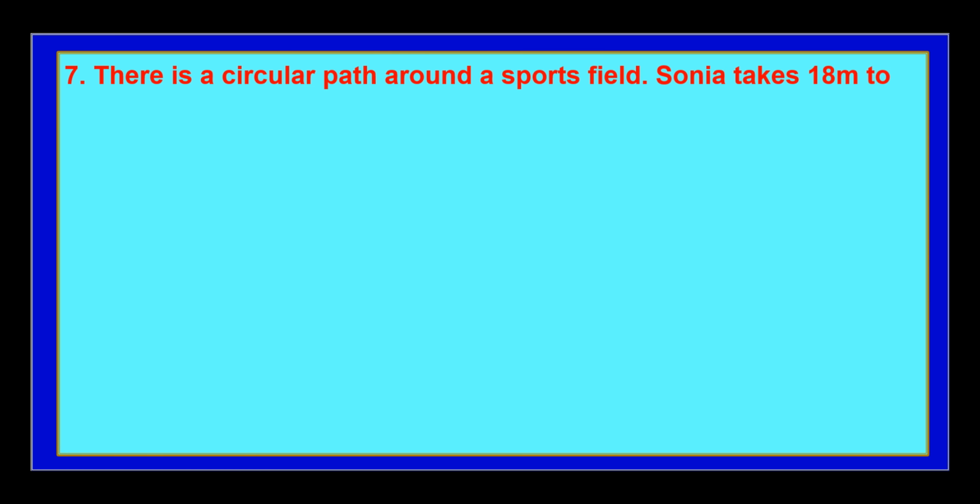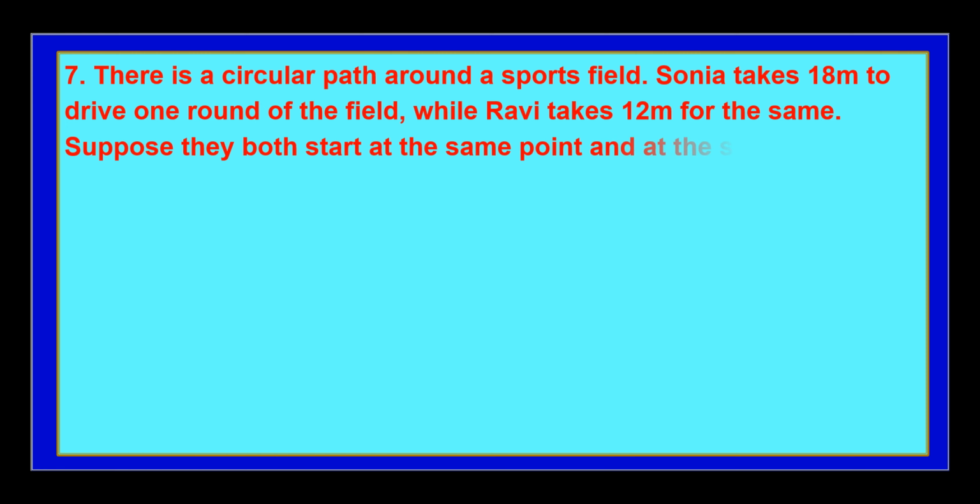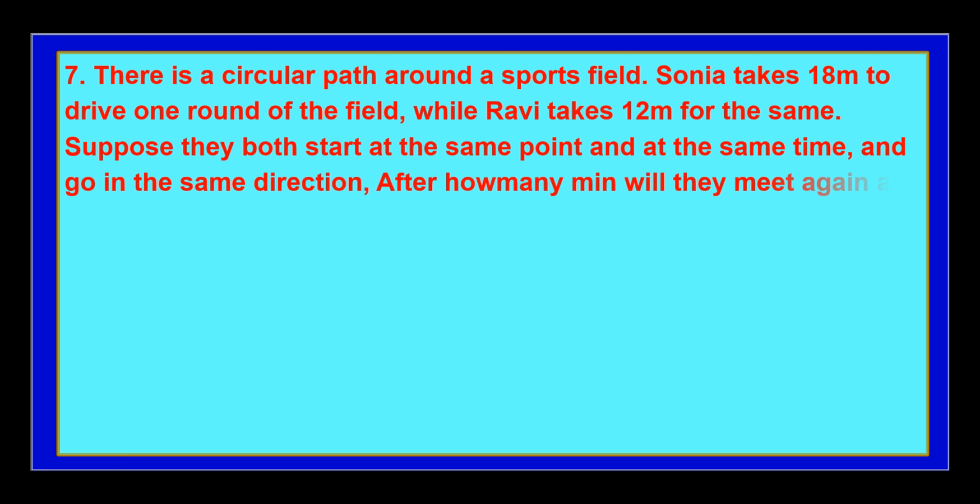Good. Now let us solve question number 7 of the same exercise. There is a circular path around a sports field. Sonia takes 18 minutes to drive one round of the field while Ravi takes 12 minutes for the same. Suppose they both start at the same point and at the same time and go in the same direction. After how many minutes will they meet again at the same point?